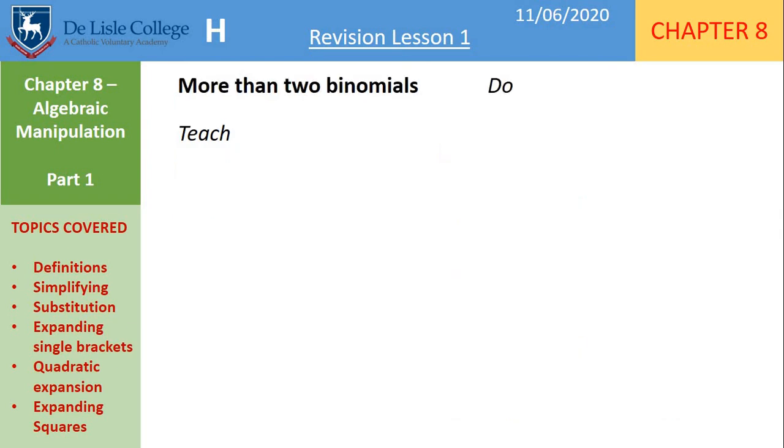We're going to have a look at more than 2 brackets now, so more than 2 binomials. We've only looked up to 3, and that's all we're going to do again today, but the same principle could be applied to more than 3. So we're going to look at the example. We're going to expand x plus 1, x plus 2, x plus 3.